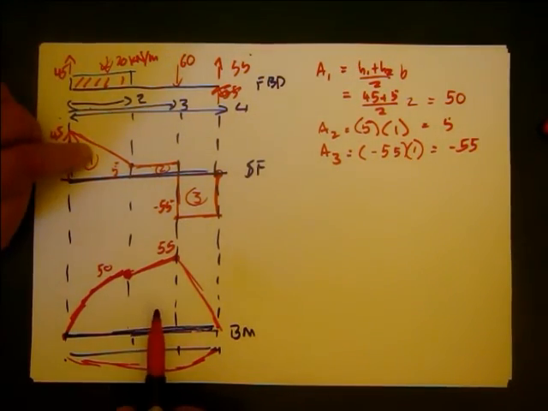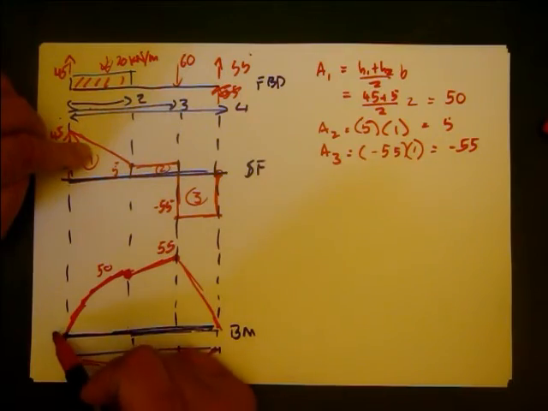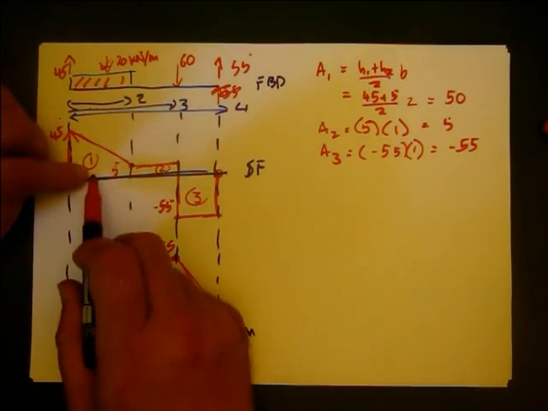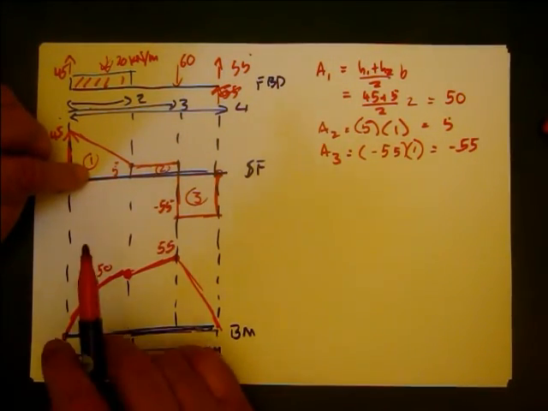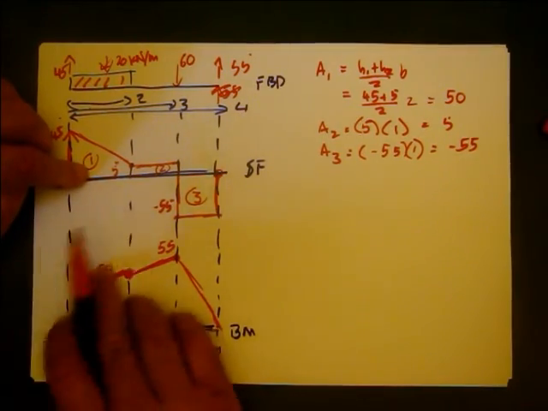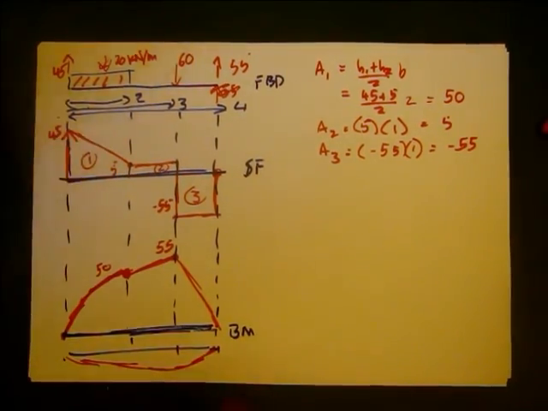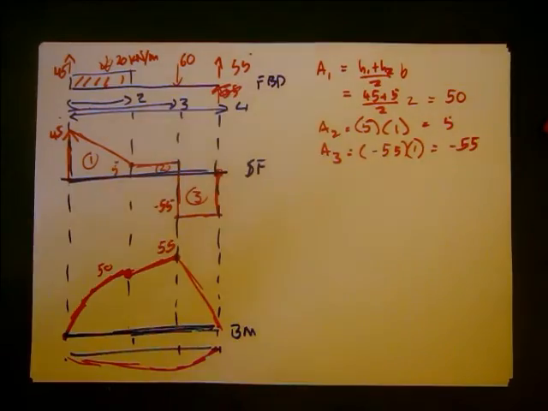And as I said, if you're not sure whether it curves this way or this way, work out the value halfway along, and that'll tell you whether it arcs that way or that way. Okay, so good luck on bending moments. This is probably more than you needed.